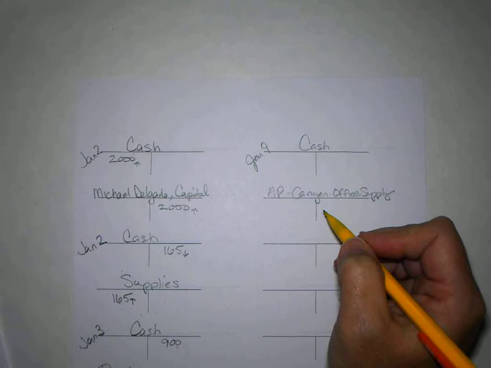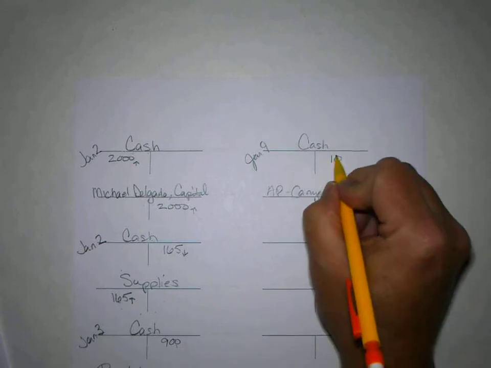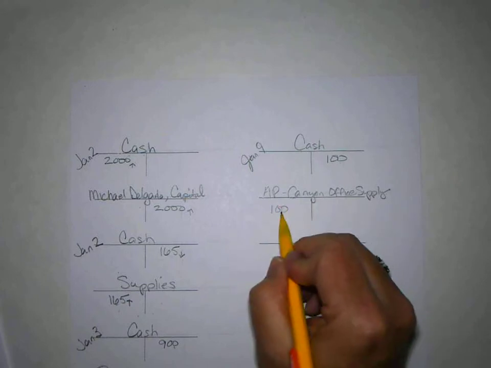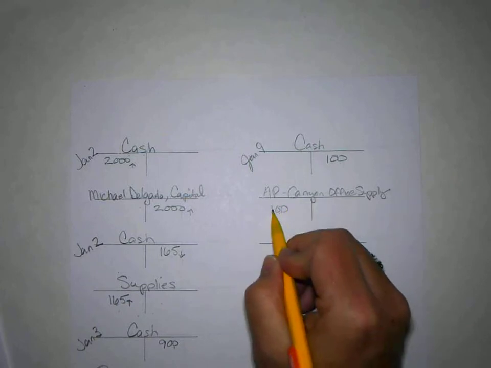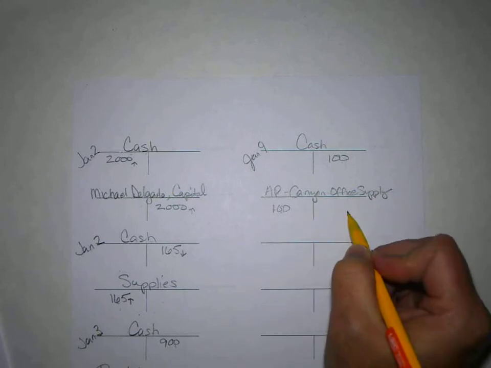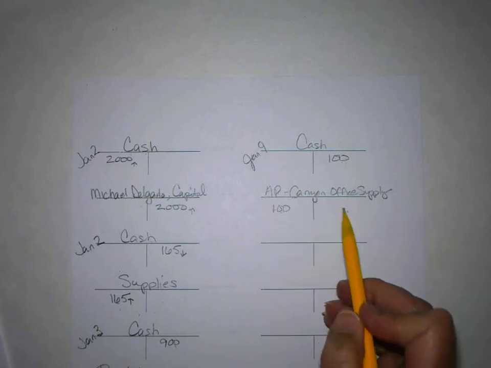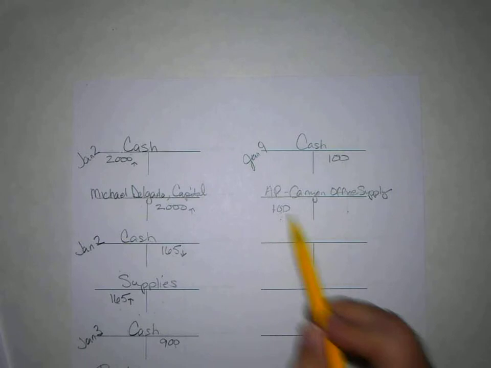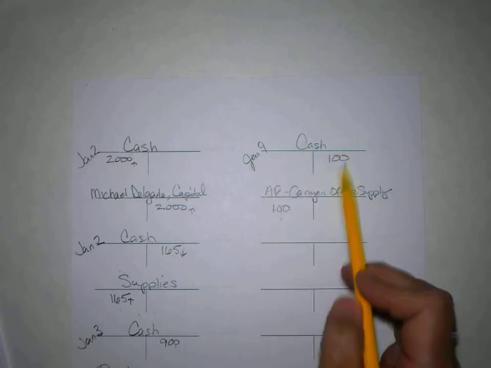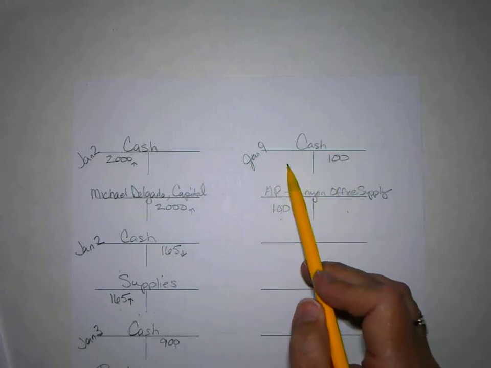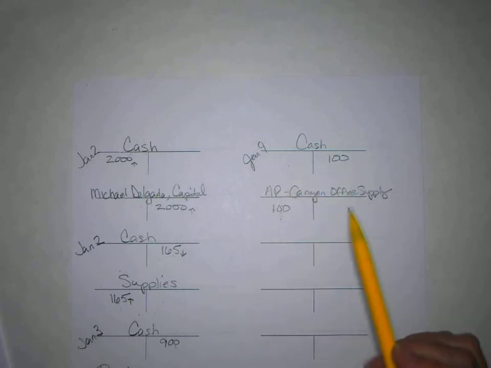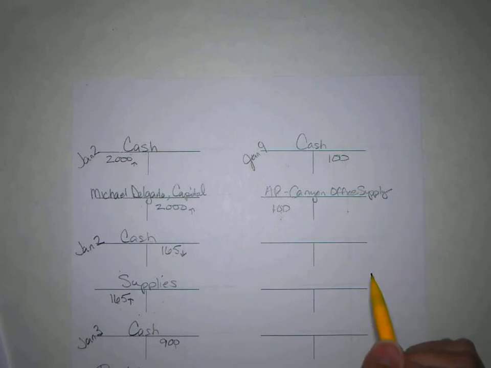We're paying $100, so cash is going to decrease on the credit side, and our accounts payable is going to decrease on the debit side, because the normal balance of accounts payable is a credit, but we're decreasing it because we don't owe them as much anymore. So we're going to put it in as a debit. Same thing here. Our normal balance for cash is a debit, but we're decreasing our cash, so we're going to put that number in as a credit, so it'll decrease.